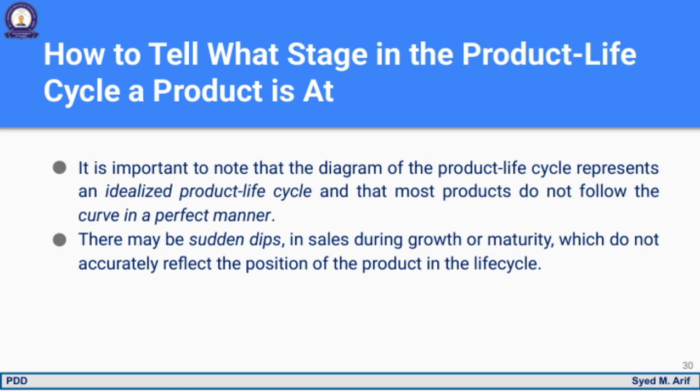So, when we're trying to determine what stage a product is in, we need to look beyond just the curve. We should consider various indicators, such as sales patterns, market conditions, and customer feedback. Recognizing that real-world products often deviate from the textbook model helps us make more informed decisions and adapt our strategies accordingly. Understanding these nuances is crucial in managing a product effectively and ensuring we respond appropriately to market changes.